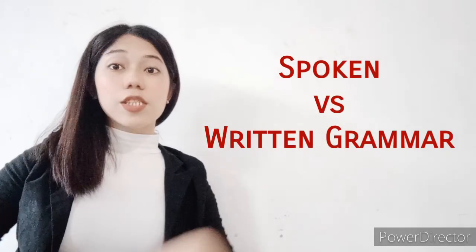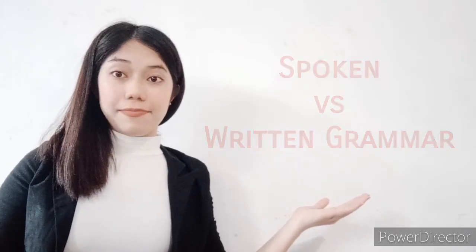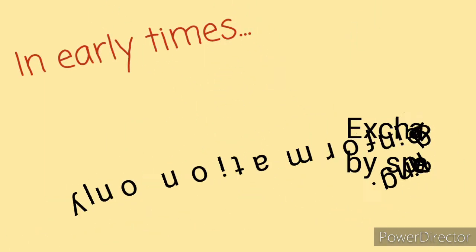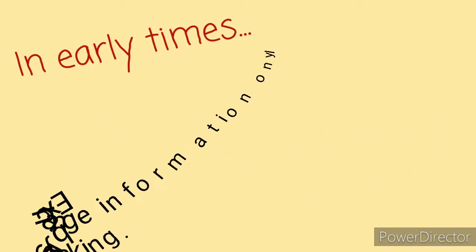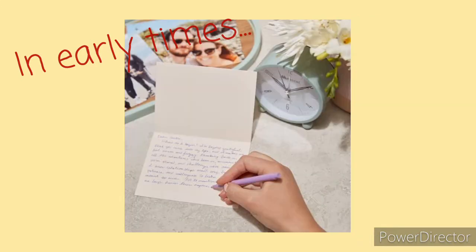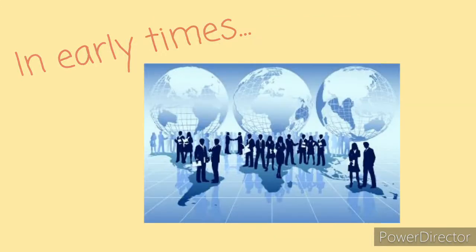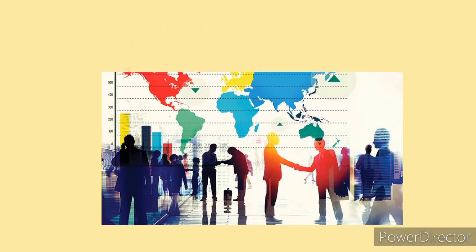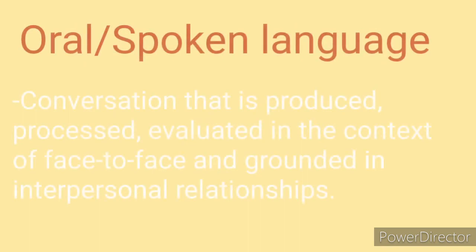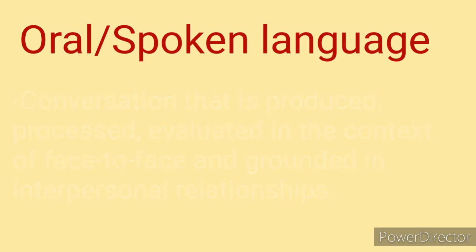The next is spoken versus written grammar. In early times, there was no writing, and people exchanged information only by speaking. Through the historical stages of development, the writing system was shaped. Nowadays, writing is an indispensable means of communication for people in life as well as work. Oral language is typically associated by linguists with conversation that is produced, processed, and then evaluated in the context of face to face exchange and grounded in interpersonal relationships that are often clearly established.